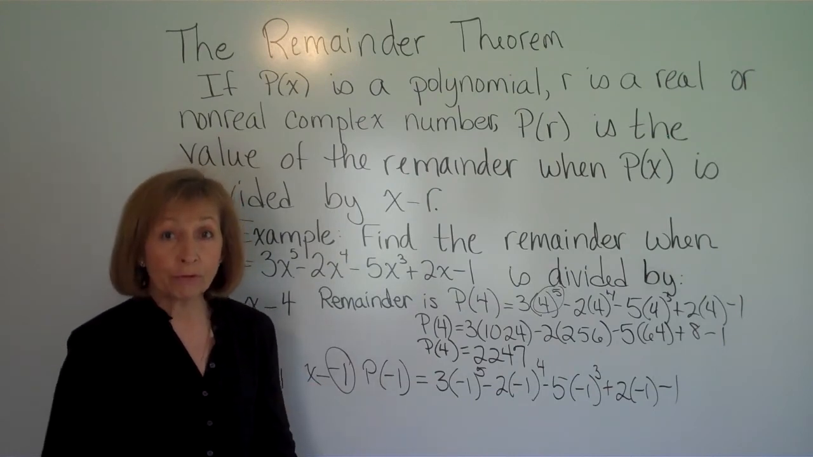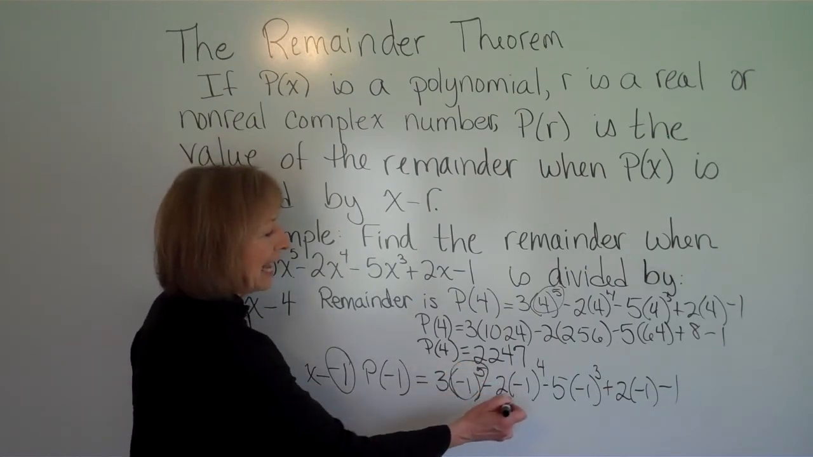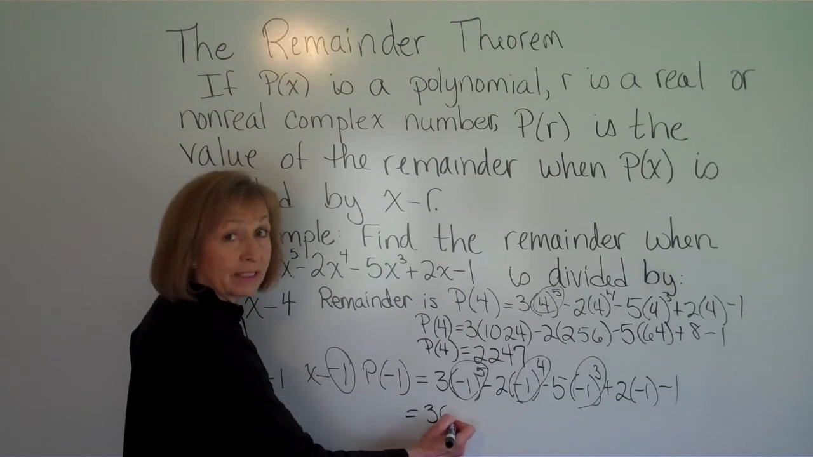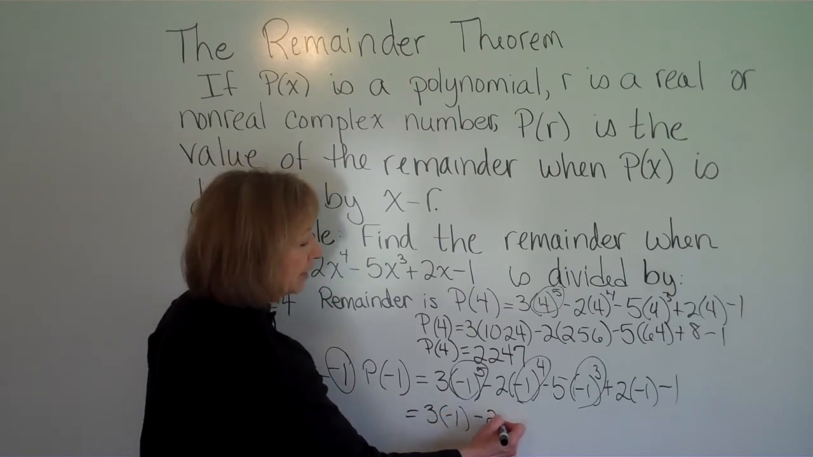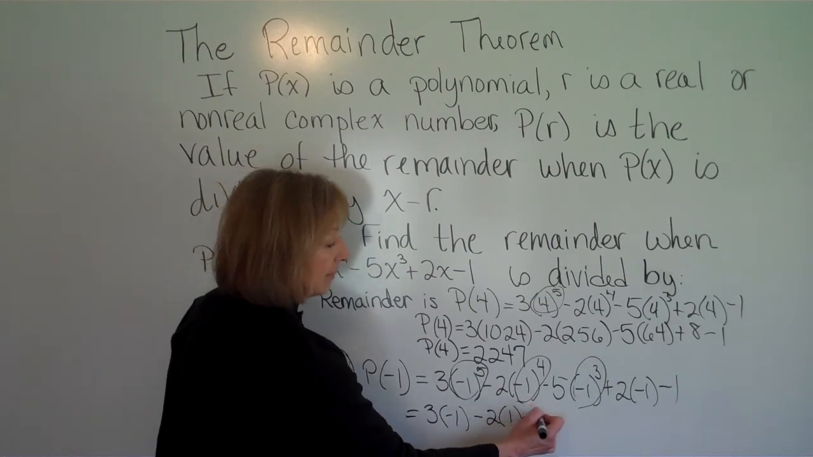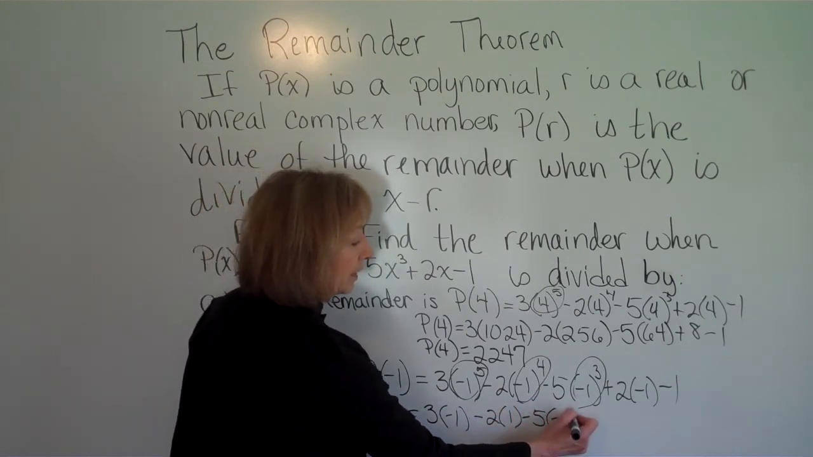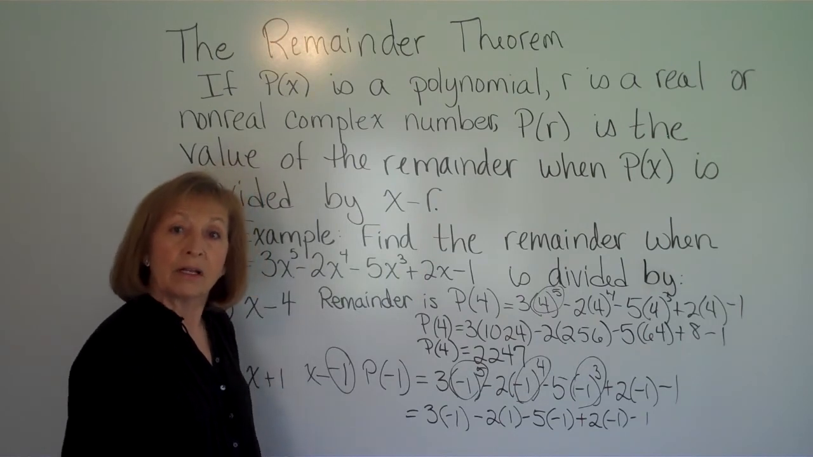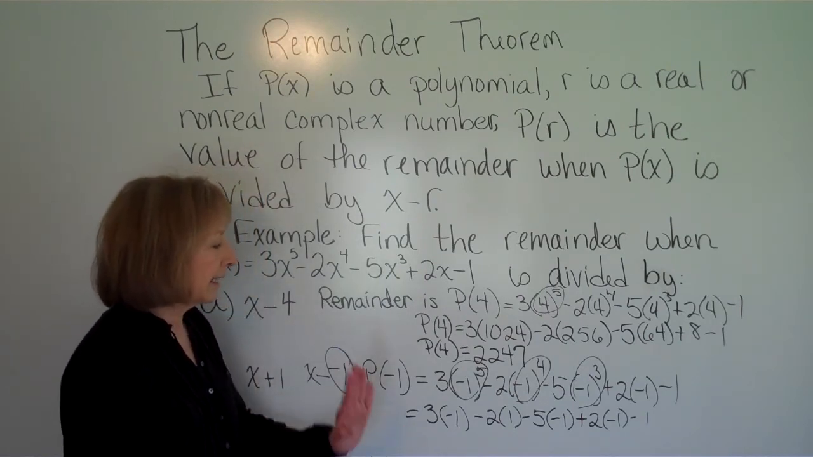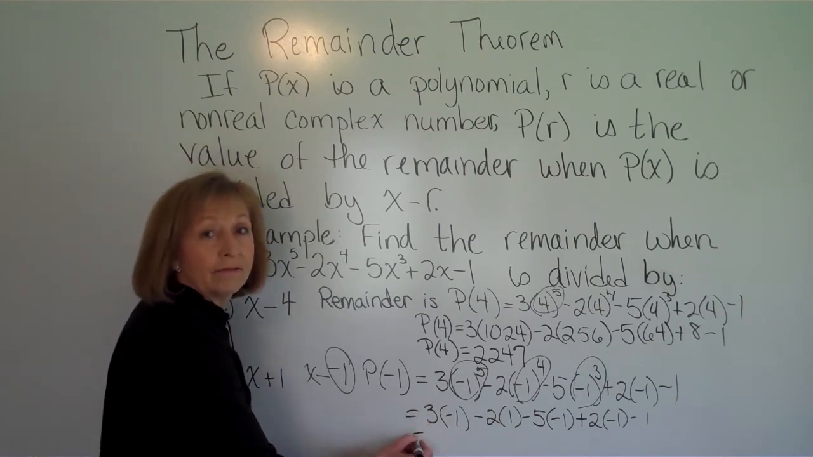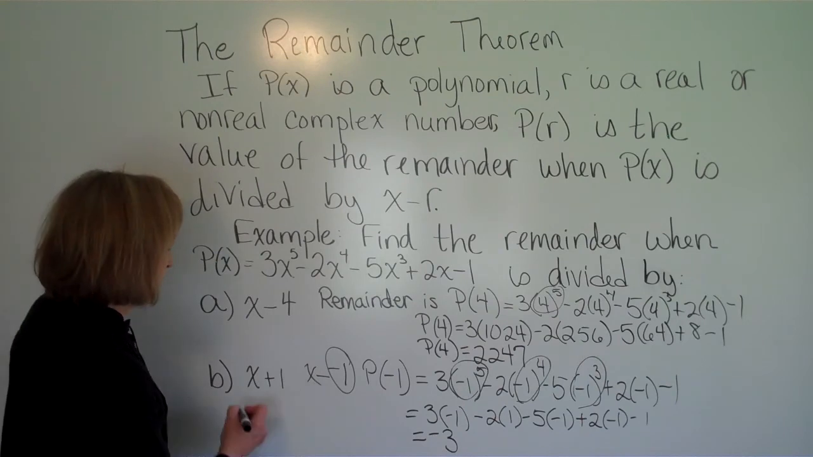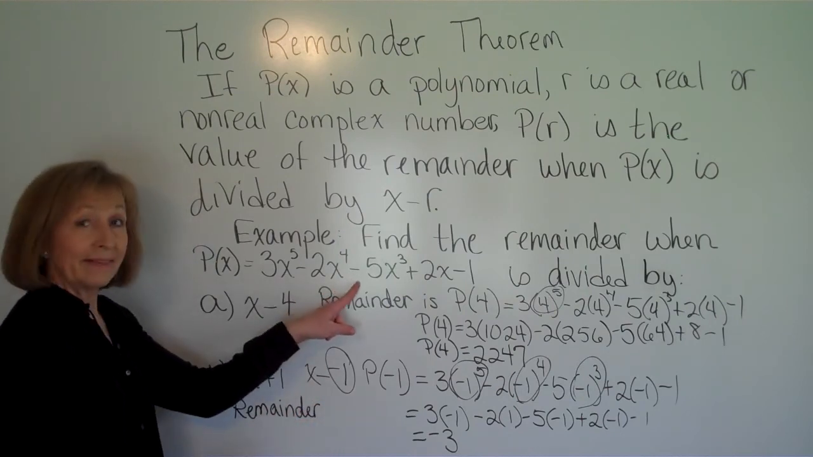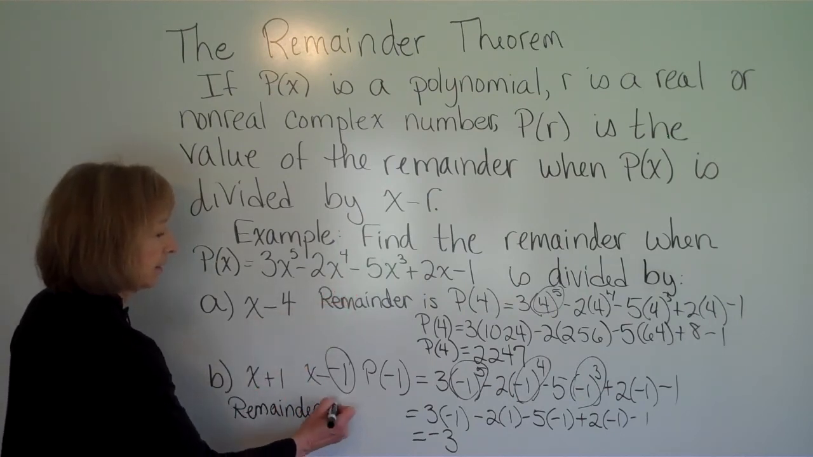And again, don't forget your order of operations. You have to do the exponents before you do the multiplication. So that's 3 times, well, negative 1 to the 5th is negative 1, minus 2 times negative 1 to the 4th is positive 1, minus 5 times negative 1 to the 3rd is negative 1, plus 2 times negative 1 and then minus 1. And then if you go through all of the calculations here and combine like terms, you are going to get a value of negative 3. So my remainder when I divide this polynomial by x plus 1 is negative 3.